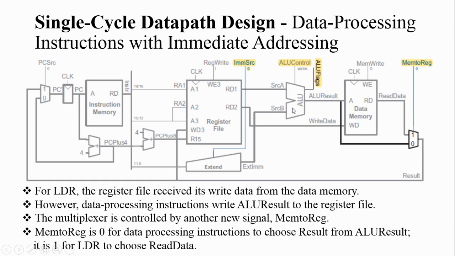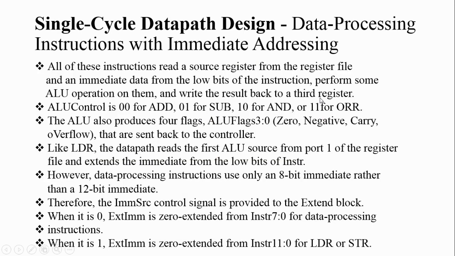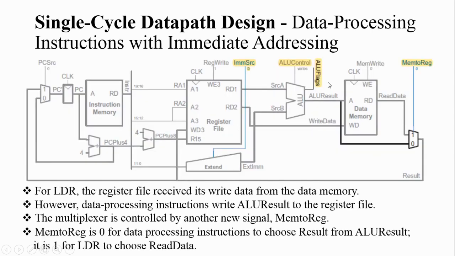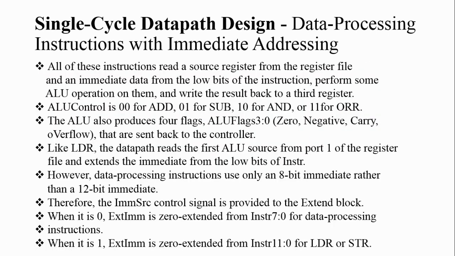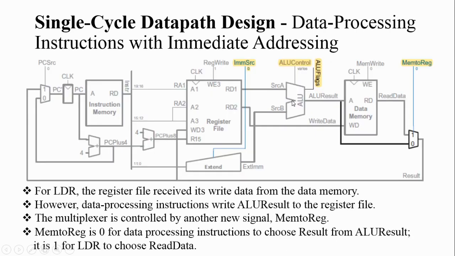operation, certain flags will be set. Which are the flags you are setting? You will be setting zero flag, negative flag, carry flag, or overflow flag. So for setting those 4 flags, you are using this signal ALU flags 0 to 3. So ALU flags, 4 bits are there. 4 bits are used for setting or clearing these 4 flags. Right? So based on the arithmetic or logical operation, you will be setting or clearing the flags by the ALU. So ALU will be setting the flags.